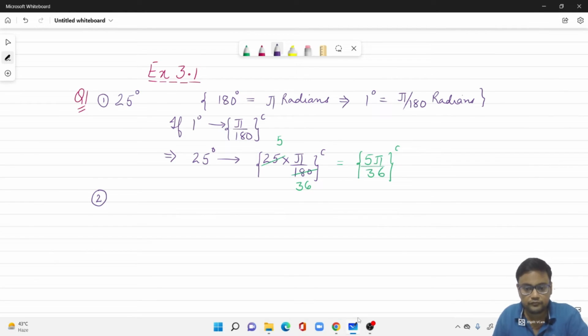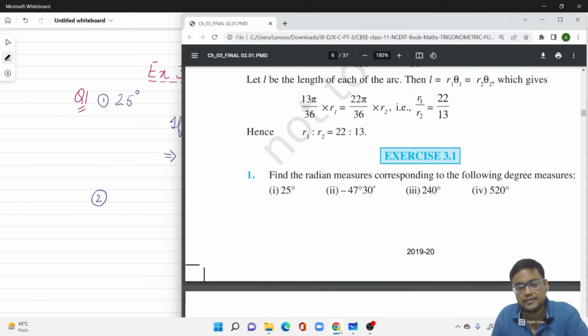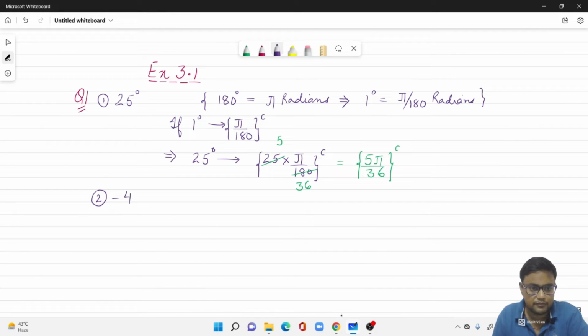Second part, minus 47 degrees and 30 minutes. Good. So the second part is minus 47 degrees and 30 minutes. See, first of all, the duty here is to convert minutes into degrees. We have to convert this quantity into a single unit, into one type of unit. We have to convert from minutes to degrees. So minus 47 degrees and there are 30 minutes.